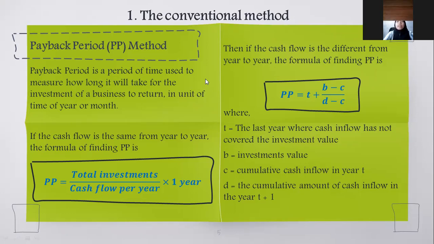And if the cash flow is different from year to year, the formula for finding PP is PP equals T plus B minus C over D minus C, where T is the last year where cash inflow has not covered the investment value, B equals investment value, C equals cumulative cash inflow in year T, and D is the cumulative amount of cash inflow in the year T plus 1. Okay, next.